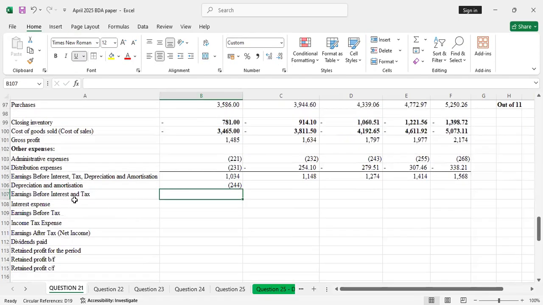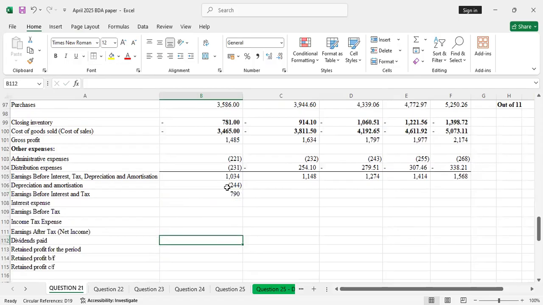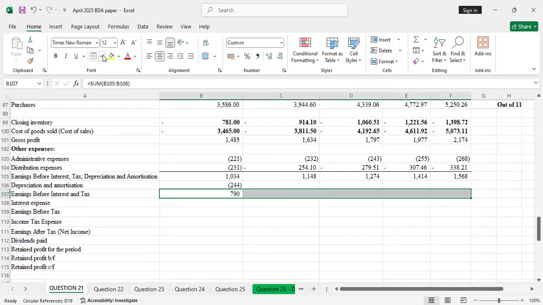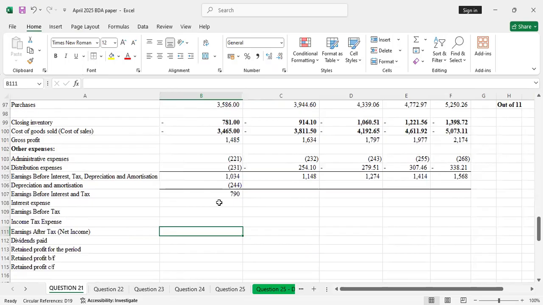Okay, so you have that. So earning before interest and tax will be the sum of these two. You just auto sum. Let me do that underline. So I'll highlight all this. Then I'll create a top border, so that it helps in saving time. Then we now have earning before interest and tax.